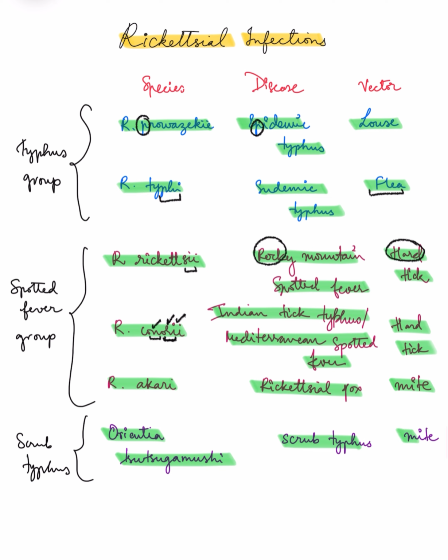also transmitted by mite. So, louse transmits epidemic typhus caused by Rickettsia prowazekii. Flea transmits endemic typhus caused by Rickettsia typhi. Hard ticks transmit Rocky Mountain spotted fever caused by Rickettsia rickettsii, and Indian tick typhus or Mediterranean spotted fever caused by Rickettsia conorii. And mites transmit rickettsialpox by Rickettsia akari, and scrub typhus by Orientia tsutsugamushi.